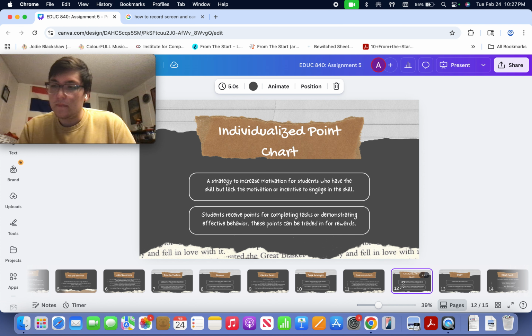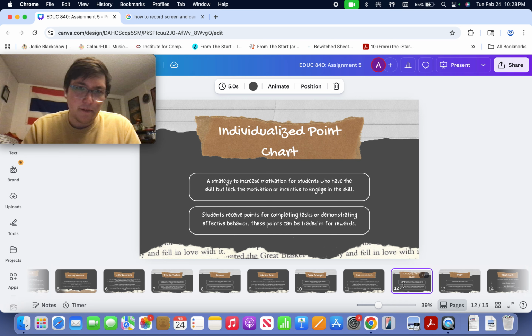Over time, as the student becomes more fluent in the skill, the point system can be phased out or can be brought back in depending if there's a new skill being learned. As such, it's kind of flexible.